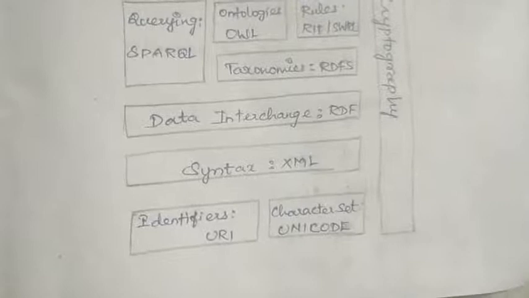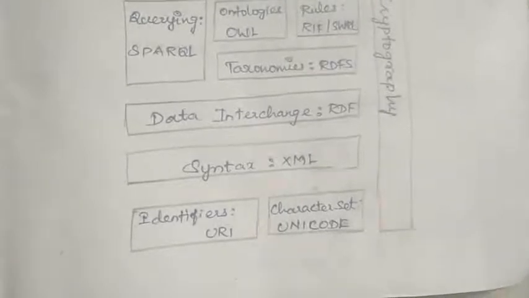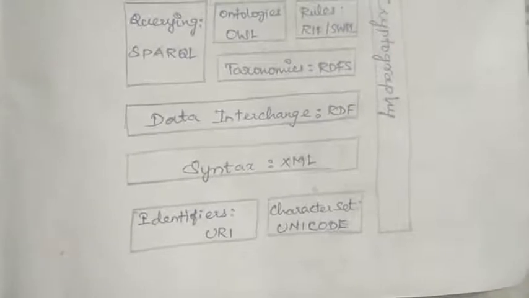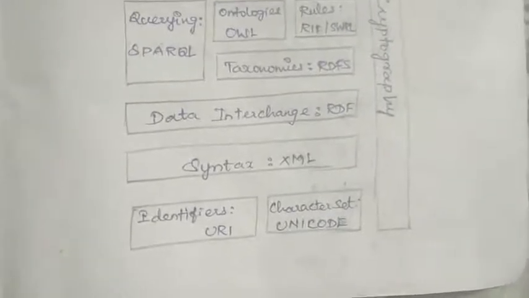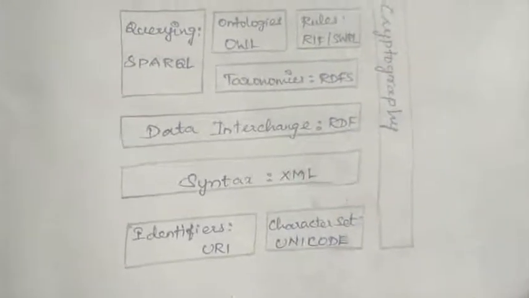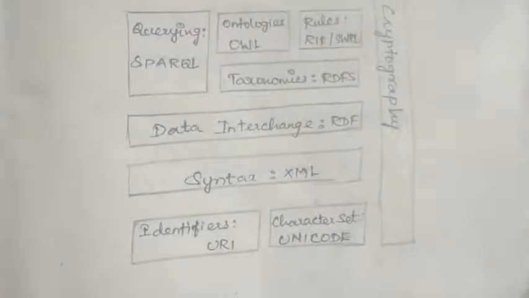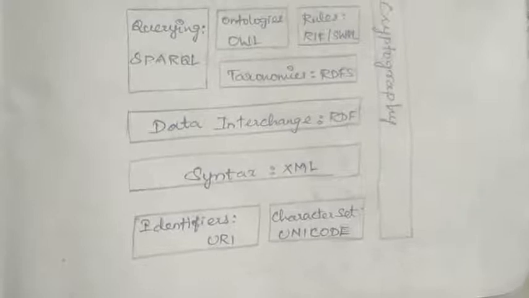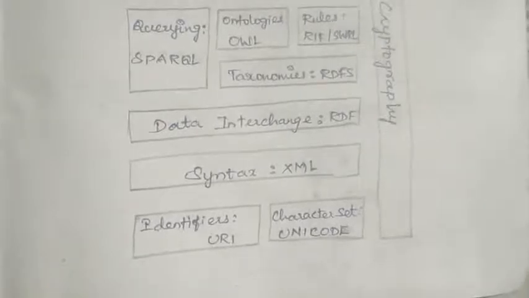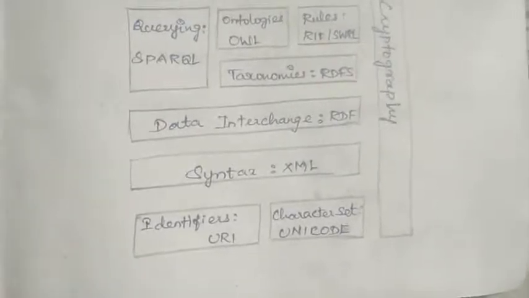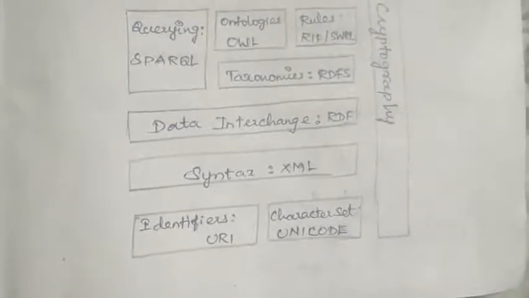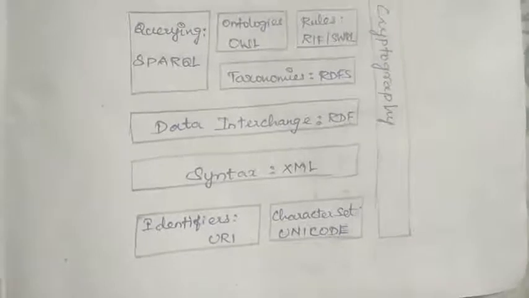Next, see about XML. XML stands for Extensible Markup Language. It helps to define common syntax in the semantic web. Next, see about data interchange. That is RDF. RDF stands for Resource Description Framework. It helps in defining the core representation of data for the web. It represents data about a resource in graph form.